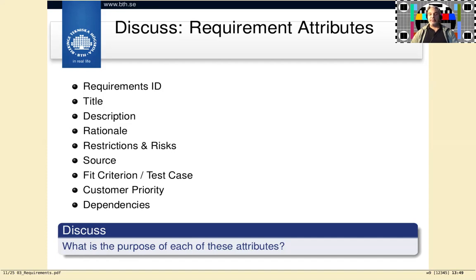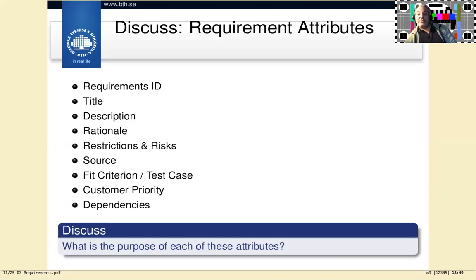And then the next bit, fit criteria and a test case. When do you know that you are finished with a requirement? When do you know that you've actually built it? So putting in a fit criterion or a brief test case there is a good idea, so that you can use that to verify that, well, we're done with this requirement. Now we can move on to the next one.